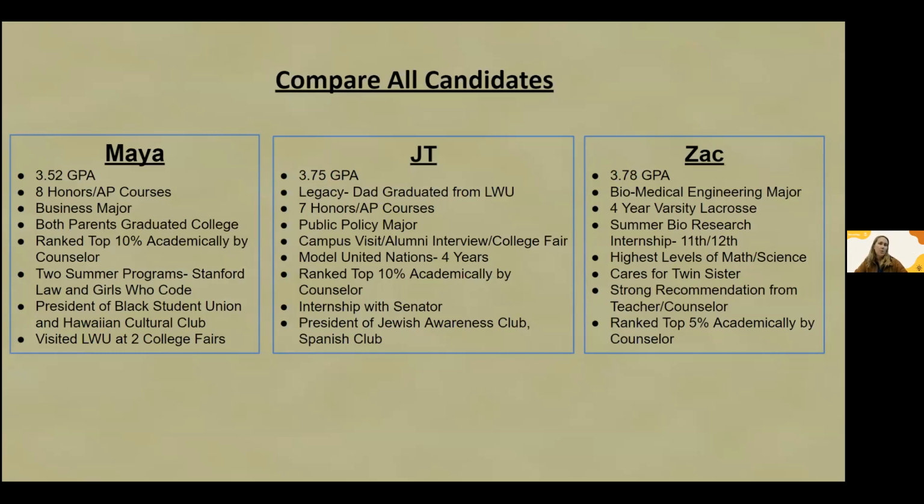Also with Maya, for example, I liked that she was involved in some summer programs. Maybe they weren't related to her major specifically, but using those skills and helping her mom's business was a really cool thing she mentioned. She visited the university at two college fairs, so that was cool. She did take a lot of honors and AP classes, but her GPA is not in the normal middle range of the admissions profile, but is lower. Can that be made up with the other activities that she participated in?